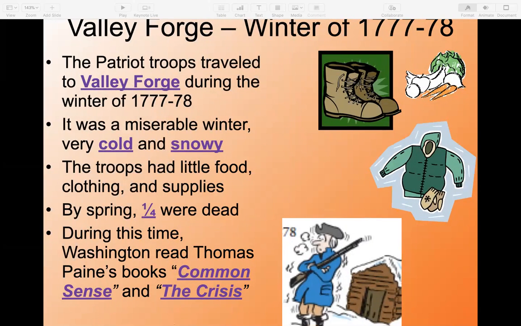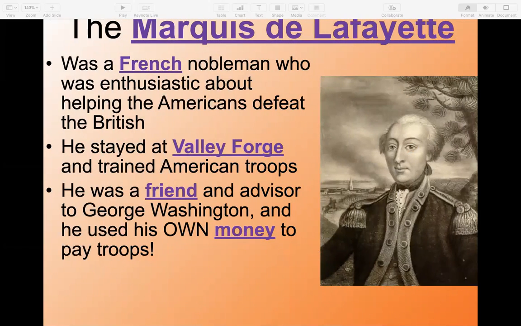Valley Forge, winter of 1777 and 78. The Patriot troops traveled to Valley Forge during the winter of 1777 and 78. It was a miserable winter, very cold and snowy. The troops had little food, clothing, and supplies. By the spring, a quarter were dead. During this time, Washington read Thomas Paine's books, Common Sense and The Crisis.